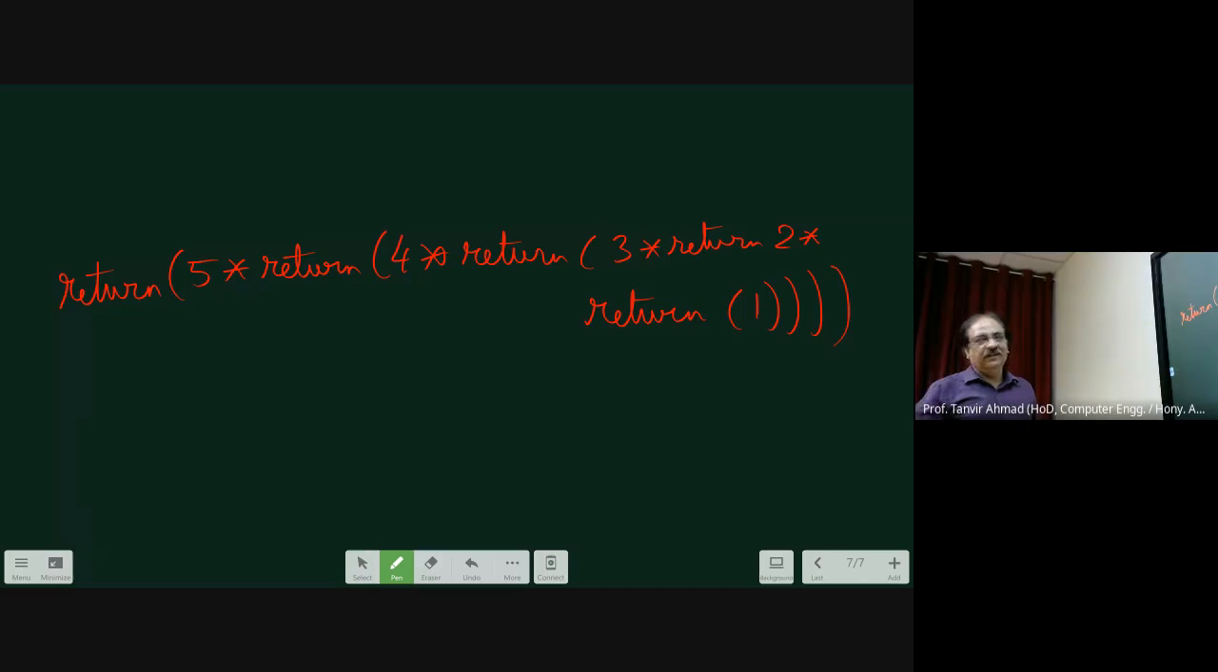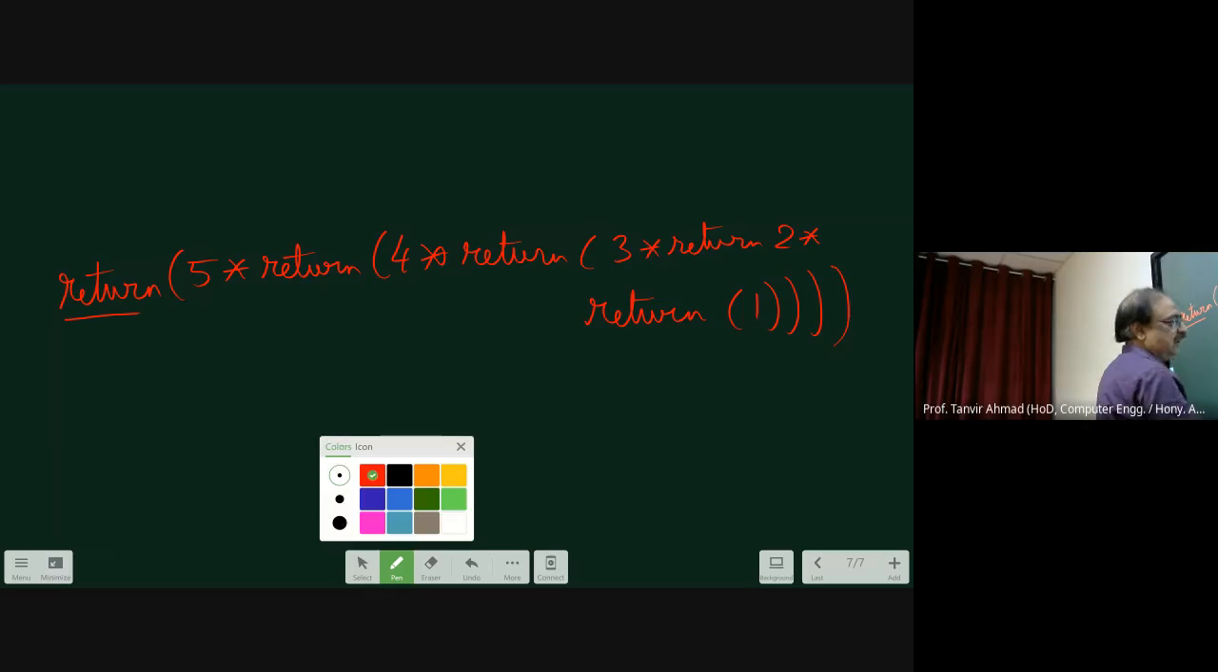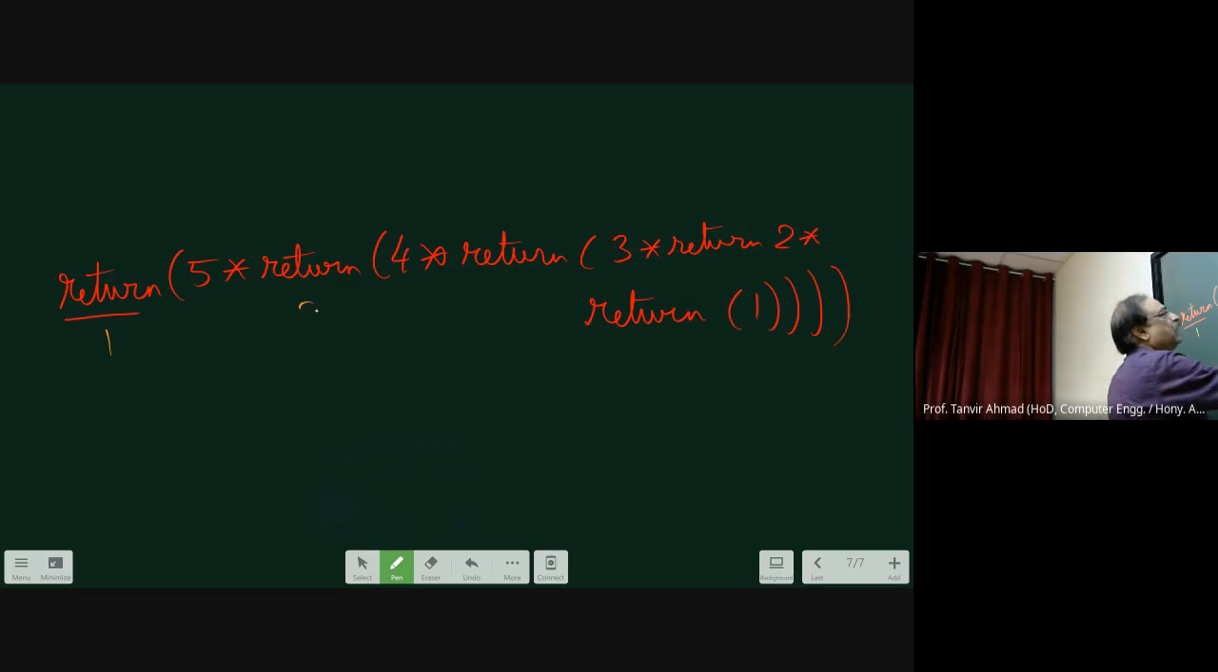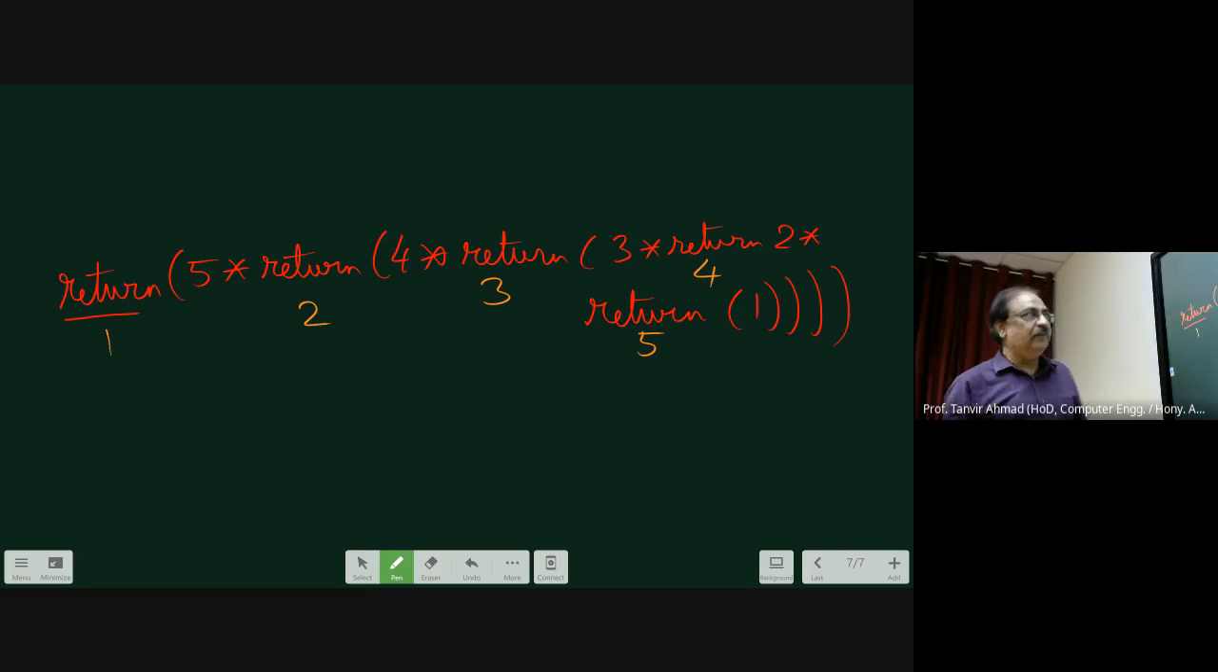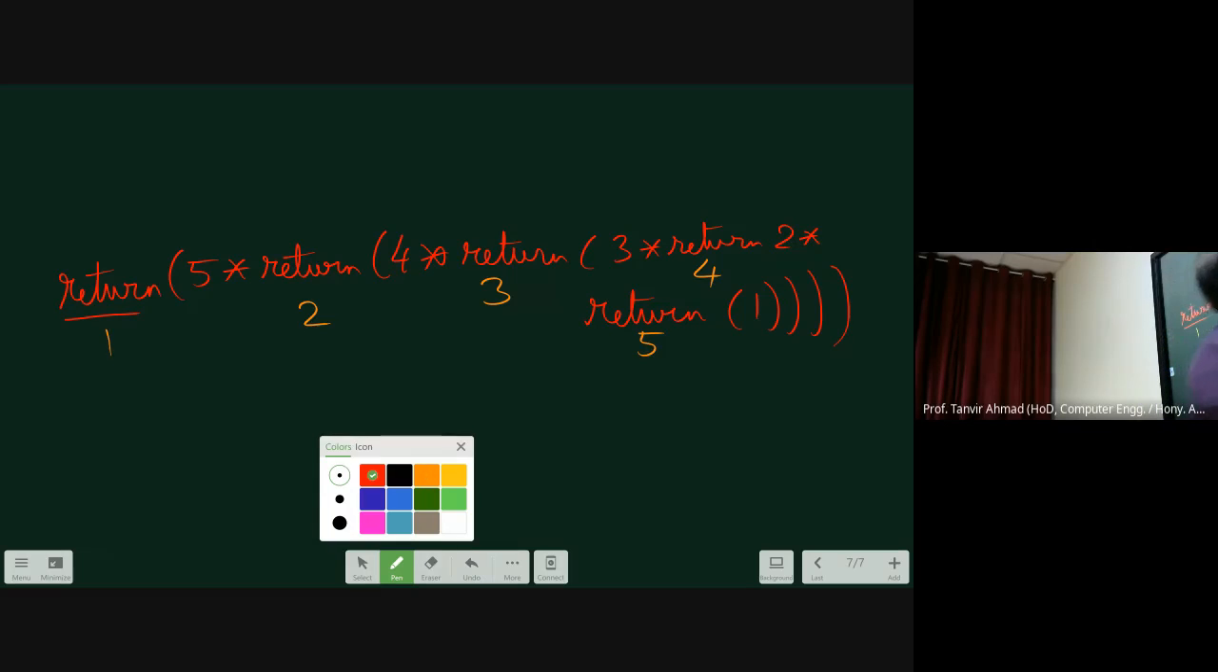Now this is the whole one. You find that it's one time, 2 times, 3 times, 4 times, and 5 times. And this is going to return 1. Therefore, if you say return x, it will return the value of x, but here it is nothing but return 1. Return 1 means it returns a value 1. Therefore, here this is going to return a value 1, and this becomes 2 into 1 is 2.